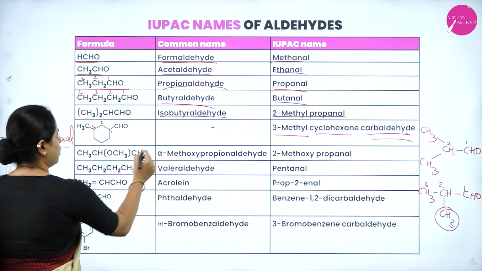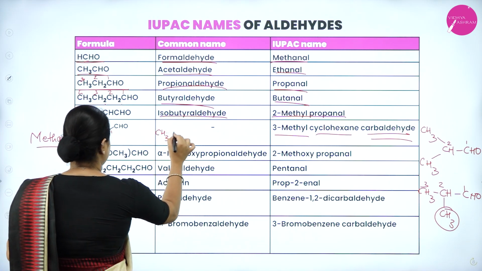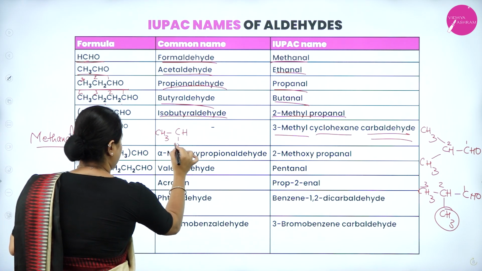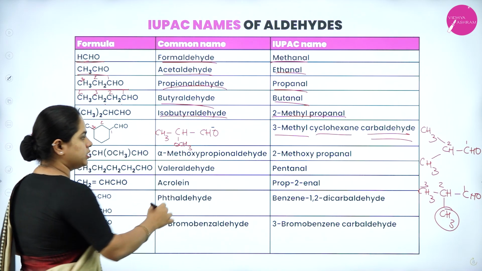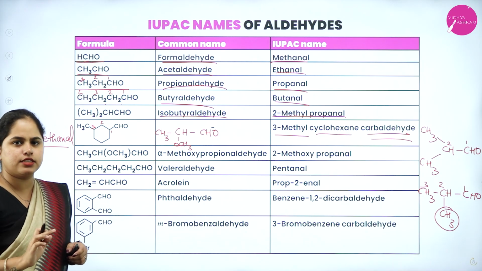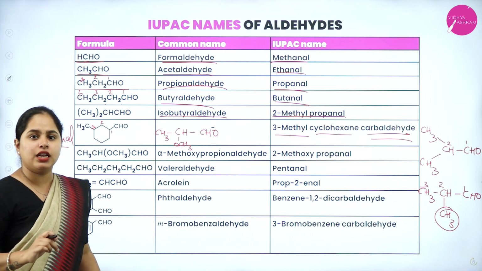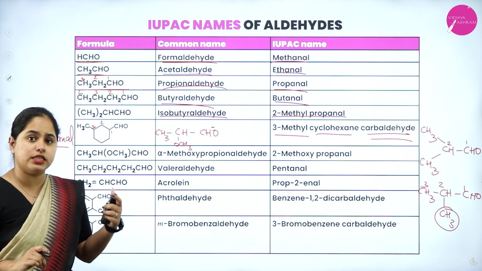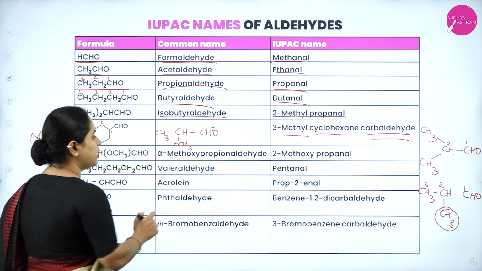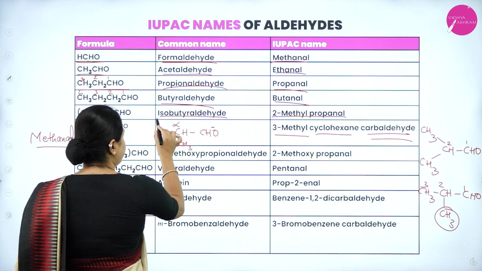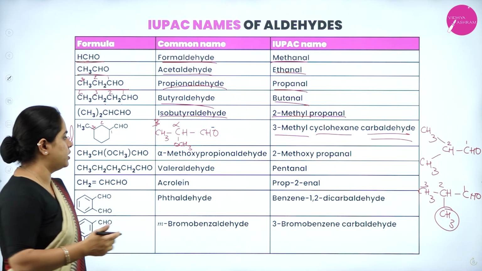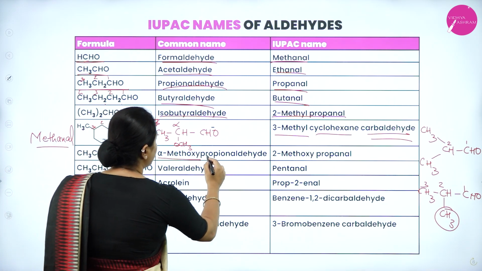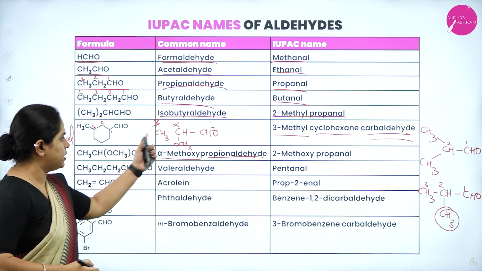So what is the structure of this? It is CH3, CH, and on this carbon atom you have an OCH3 group and CHO. Now what is this OCH3? We have already studied this in the last chapter. It is an alkoxy group, right? OCH3 is methoxy. So on which carbon atom is the methoxy present? This is alpha, this is beta, right? On the alpha carbon atom, you have the methoxy. So this will be alpha-methoxypropanaldehyde. Clear? Because 3 carbon atoms.